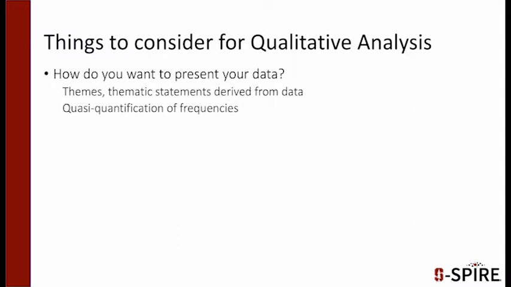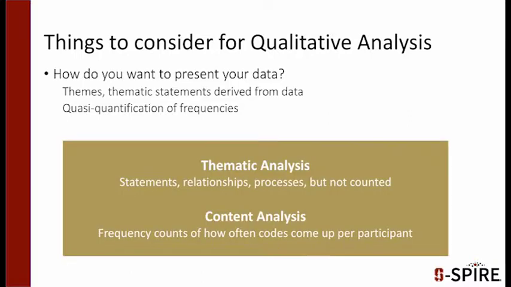And then ultimately, how do you want to present your data and your findings? Is it in themes or thematic statements derived from data, or are you going to be quantifying your findings in some sort of frequencies? So if you're doing a thematic analysis process, you'll ultimately be developing statements, maybe showing diagrams of relationships and processes, but you're not counting how often somebody says something. What we're doing here is showing the relationship itself, and there's usually no frequency counts of either number of statements or number of people who said that statement. Conversely, content analysis is a process where you can do frequency counts of how often codes may come up for participants, and this is a way to do the quasi-statistics as mentioned earlier.